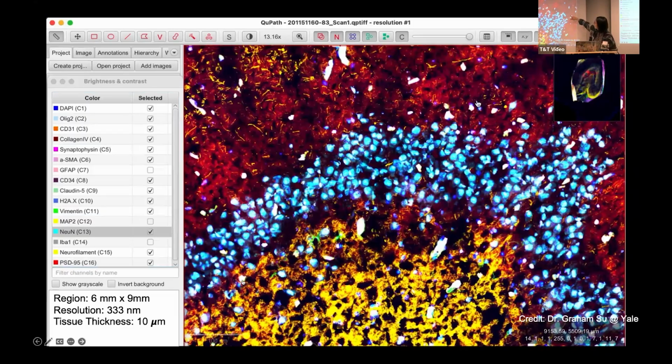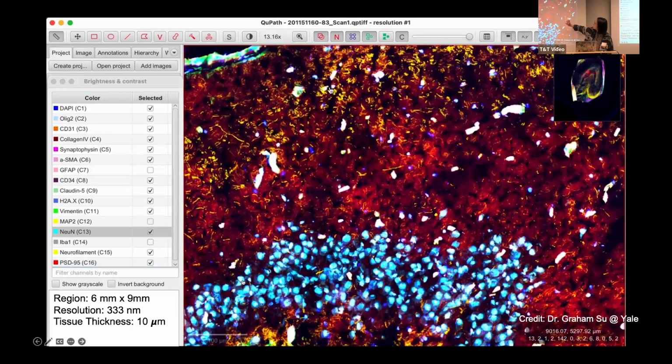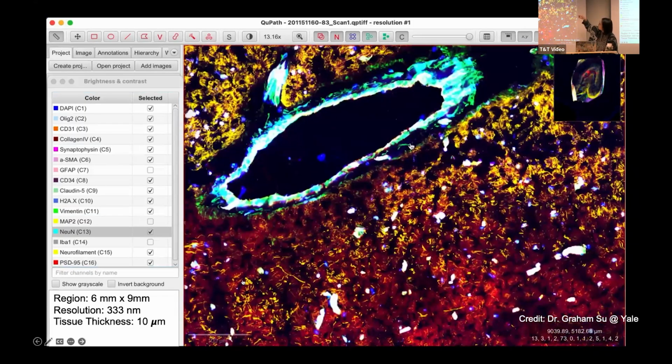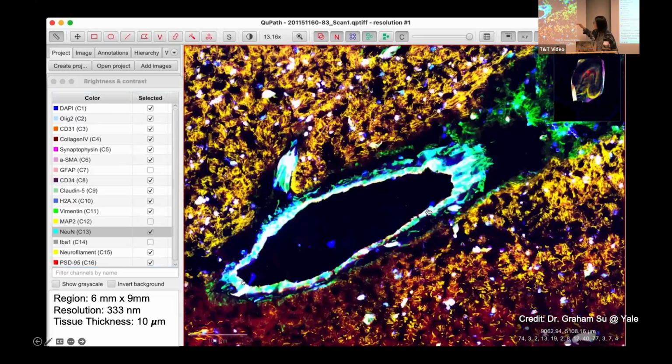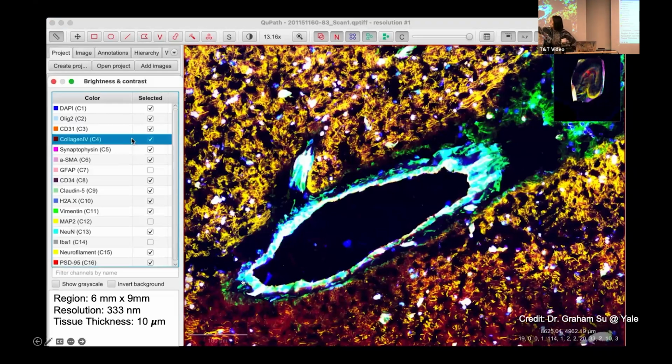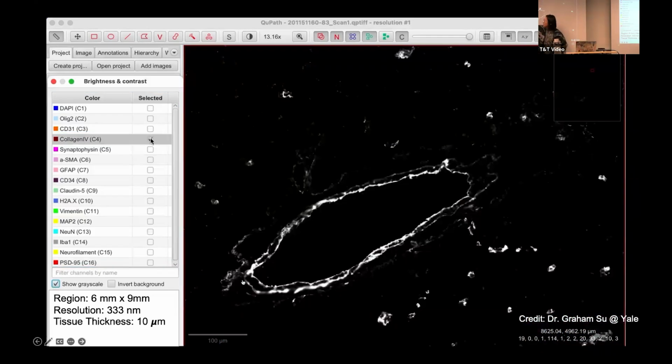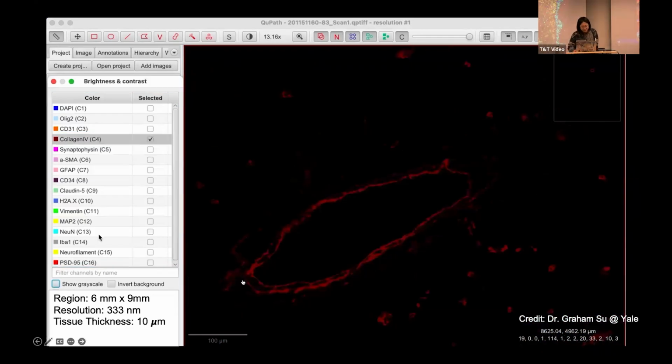So here are the granular neurons, very densely packed, very round. And then we are looking at the vessel here. So they're looking very different. And we have a cross-sectional view of the big lumen, and also some macrovasculature at the side.